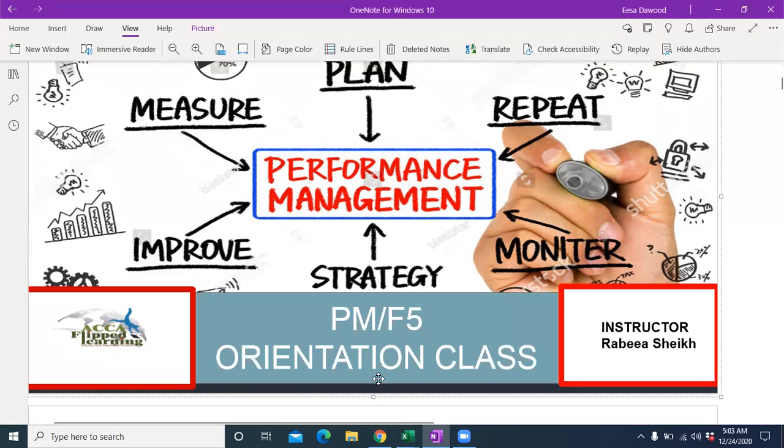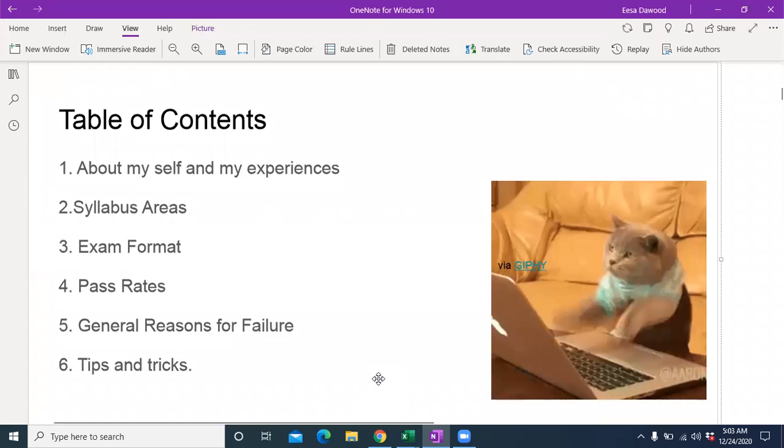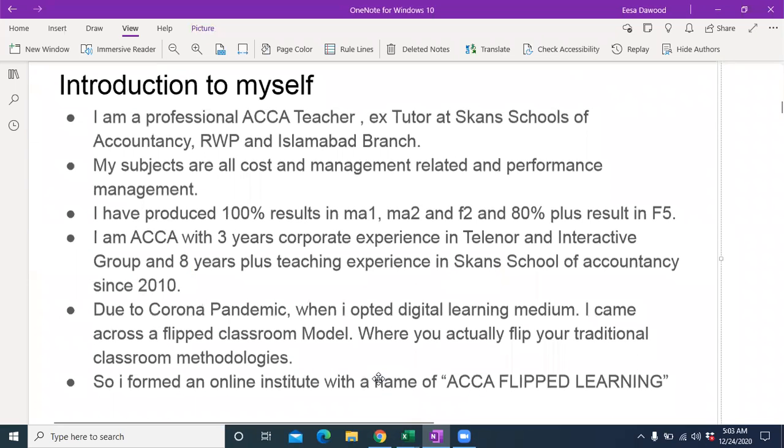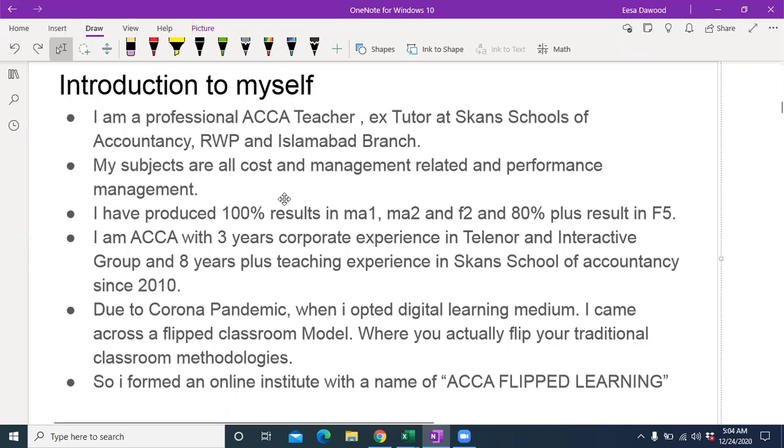So I will just start with a little introduction about myself. I am a professional ACCA teacher. I was ex-Tutor Scan School of Accountancy. And my specialty is basically cost and management related: MA, MA1, MA2, and PM. I have produced excellent results in the past. I've got 3 years corporate experience and 8 years plus teaching experience.